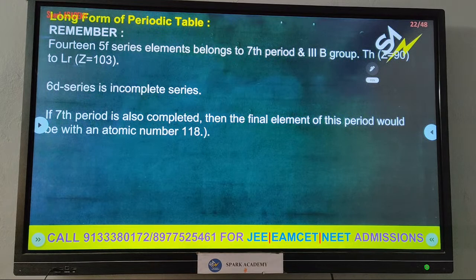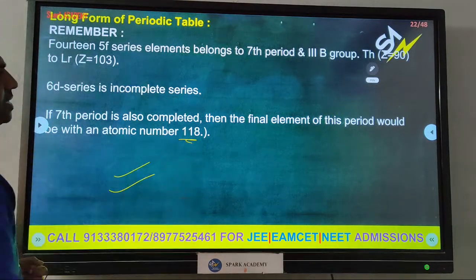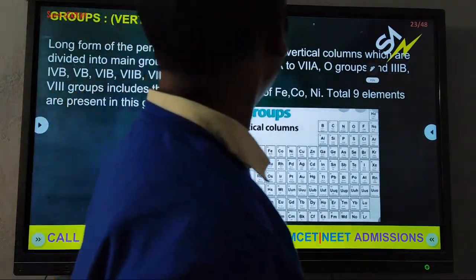But the 6d series is an incomplete series, and if the seventh period is also completed, then the final element of the period would have atomic number 118. Clear? Now we check once again the long form of the periodic table.